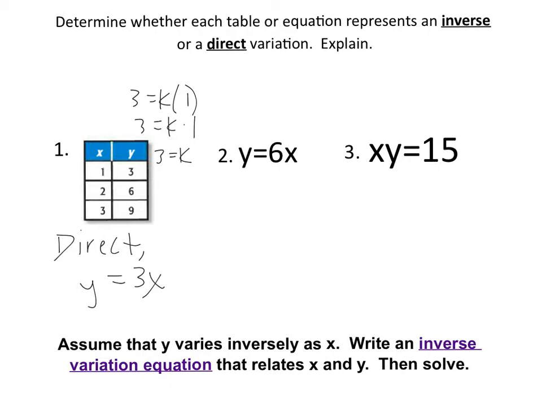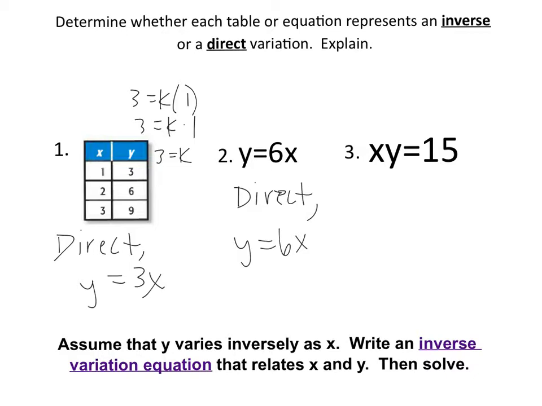All right, let's look at number 2. Y equals 6x. This one is actually fairly simple. This is already in one of the forms. This is already in direct variation form because it's y equals k times x. So this one's very simple to explain. We would just say this would be direct because y equals 6x.